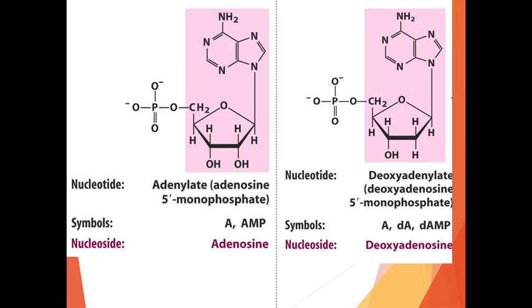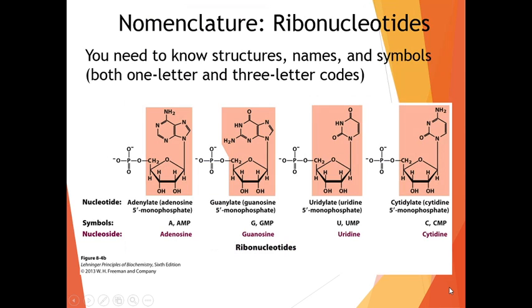Let's compare side by side the structure of adenosine and deoxyadenosine. Adenosine on the left, as you can see, has a hydroxy on the 2' position of this ribose, whereas in deoxyadenosine, that hydroxy is replaced by a hydrogen. So let us consider the nomenclature.